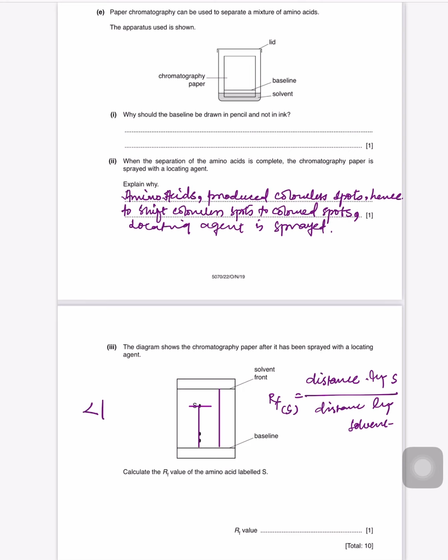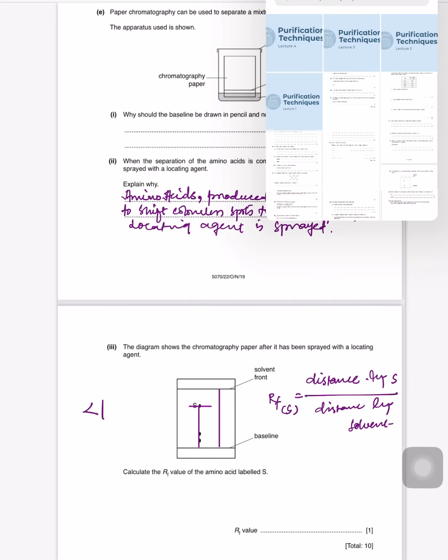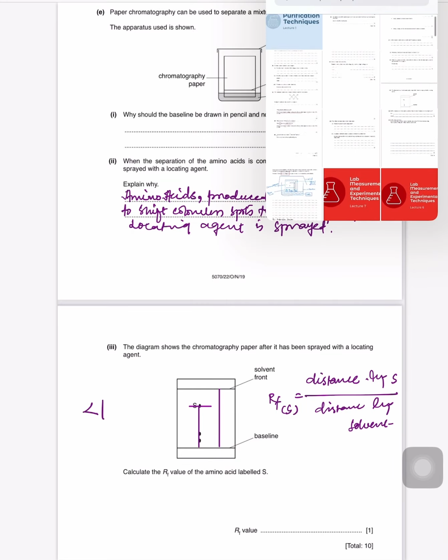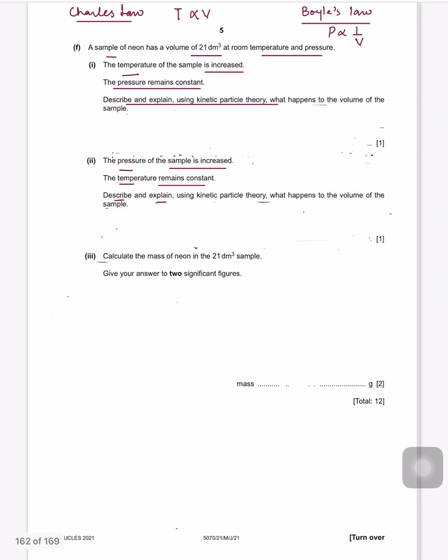Okay, so I would like to solve one more question with you people. Let's see. Yes, we have one. So here they are saying a sample of neon has a volume of 21 decimeter cube at room temperature and pressure. The temperature of the sample is increased. Pressure remains constant. Describe and explain using kinetic particle theory what happens to the volume of the sample.